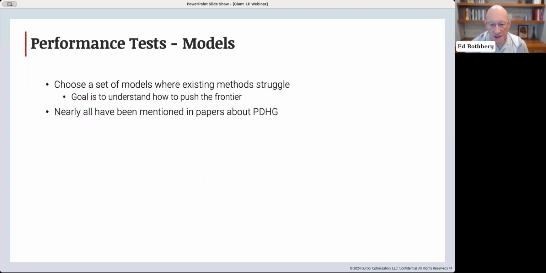And then when it comes to the models, as I mentioned earlier, we're trying to expand the frontiers here. And so taking a model that we already know is easy to solve doesn't really tell us what we're probably looking to figure out. And so, anecdotally, we've just chosen a set of models where existing methods struggle. And in fact, we've chosen models that have been mentioned in papers about PDHG. So these are models that seem difficult, and other people seem to agree are difficult.